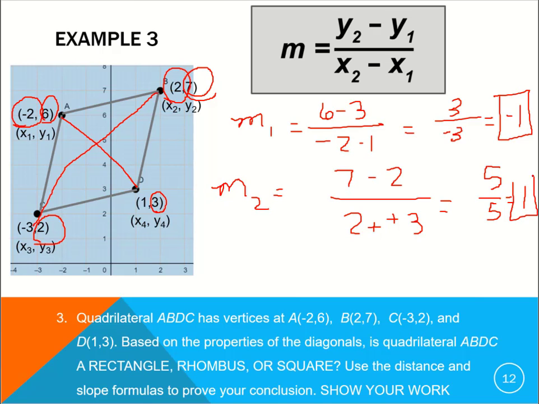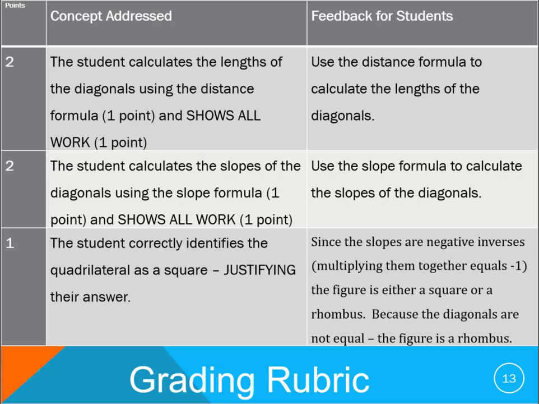Now you have proven that your diagonals are perpendicular, because slopes of perpendicular lines are negative inverses of each other. A simple test is to multiply your slopes together, and if your result is a negative 1, negative 1 times positive 1 is a negative 1, that proves that your lines are perpendicular. All right, so that's the last one. It gives you all the points for showing your work and getting the correct answer.